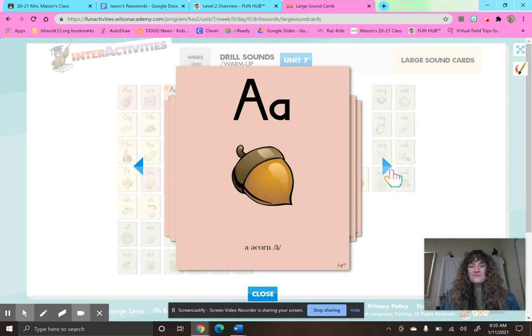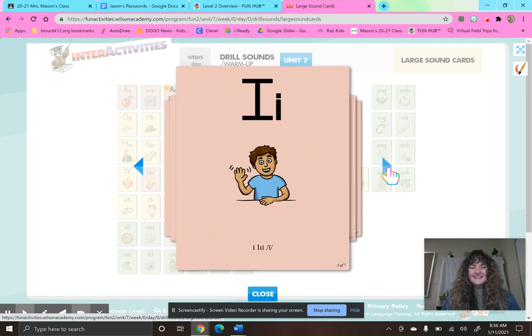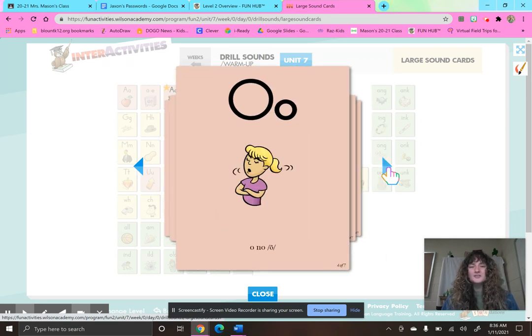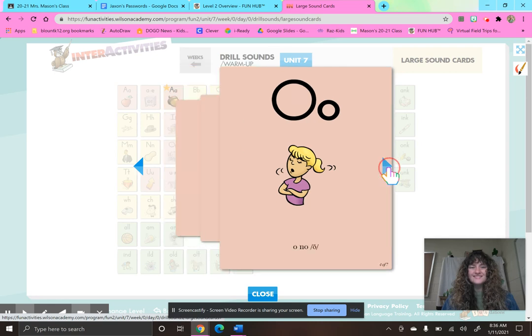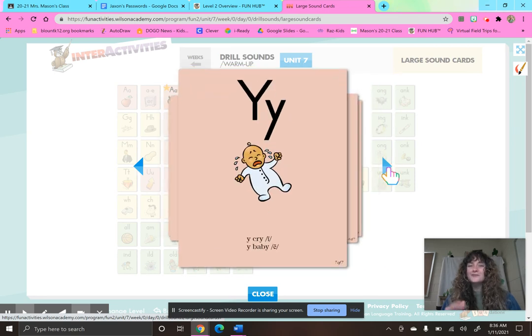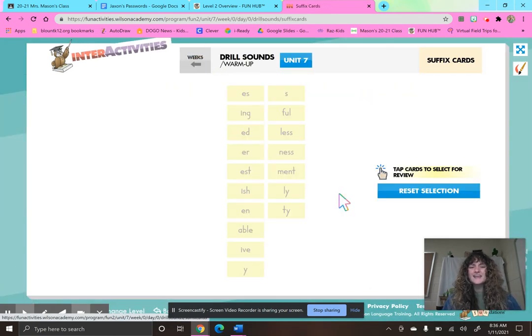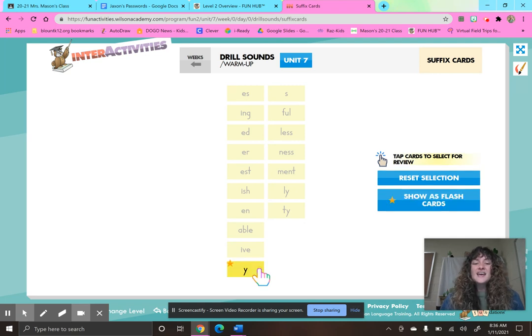All right. A, acorn, A. E, me, E. I, high, I. O, no, O. U, pupil, U. U, flew, oo. And here we are seeing that Y again. Y, cry, I. Y, baby, E. All right, Smarties, and let's look at our suffixes.